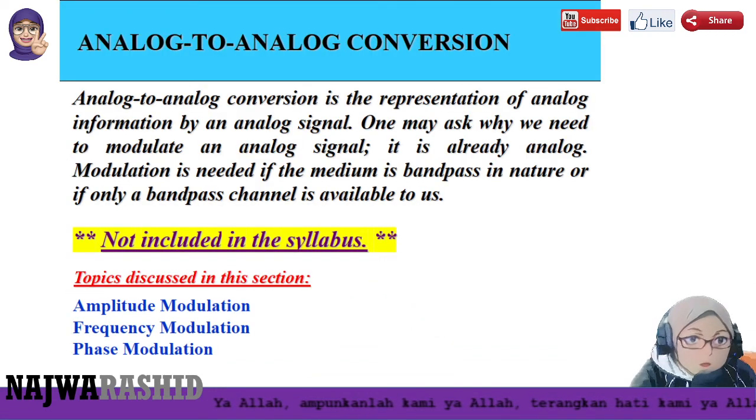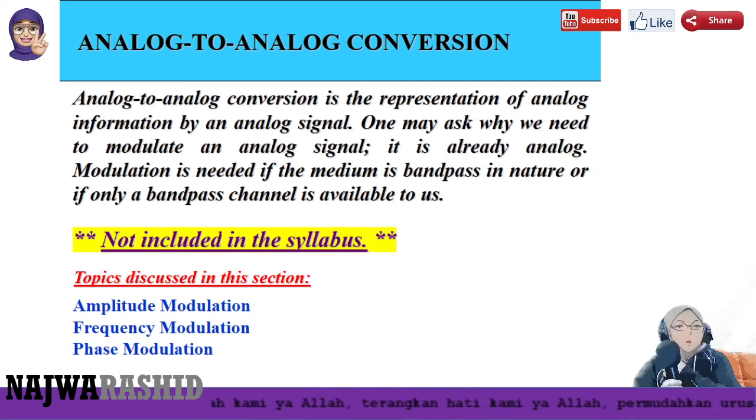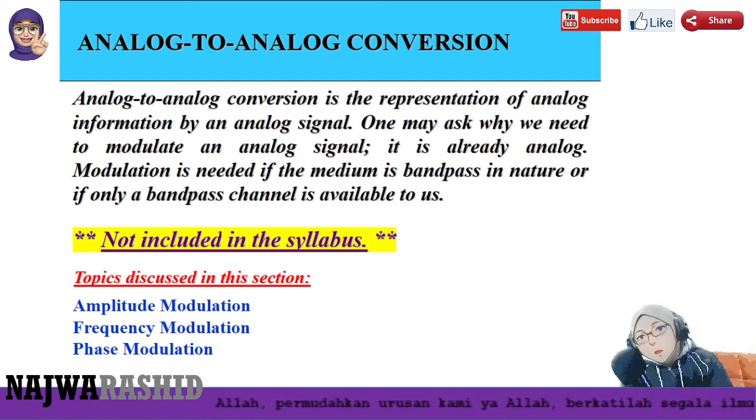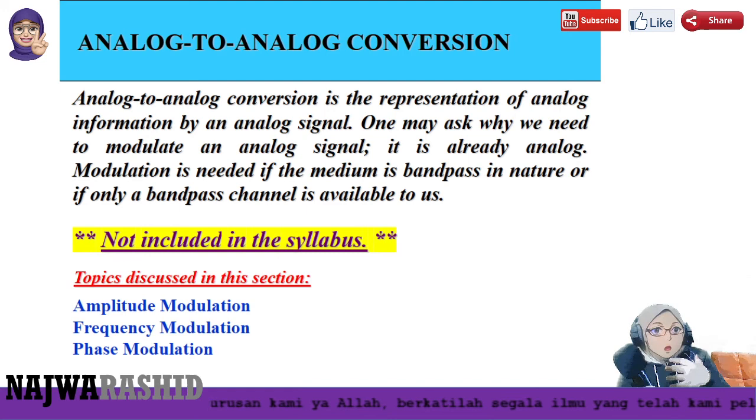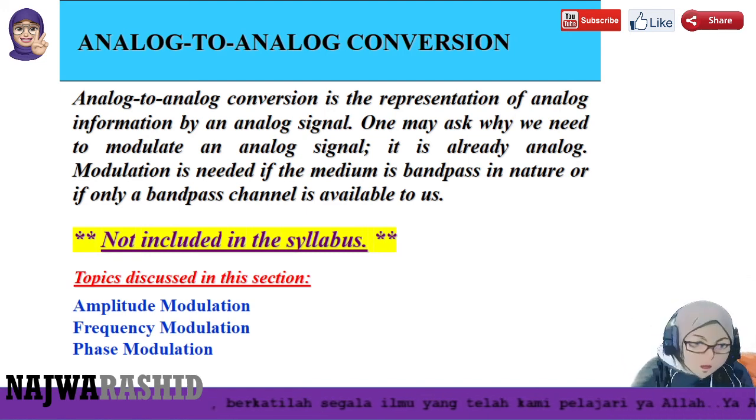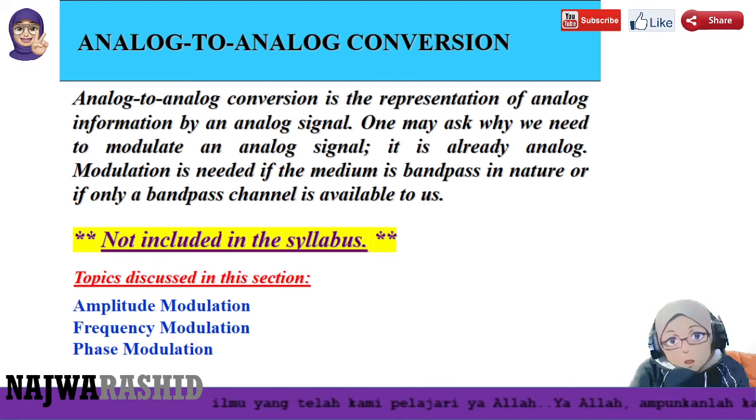Okay, another conversion is analog to analog. For analog to analog we have AM, PM, and FM, where we change the characteristic: either amplitude, frequency, or phase. We need to use analog to analog conversion if the only transmission medium we have is a band-pass medium. Otherwise, we can choose another conversion technique.